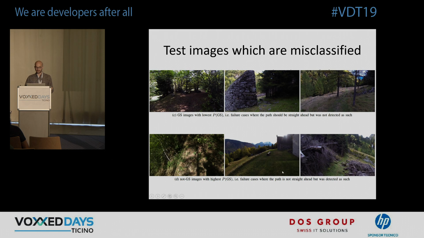They are the images where there is no trail. The label of these images is that there is no trail in front. But the network thought that there was a trail in front.